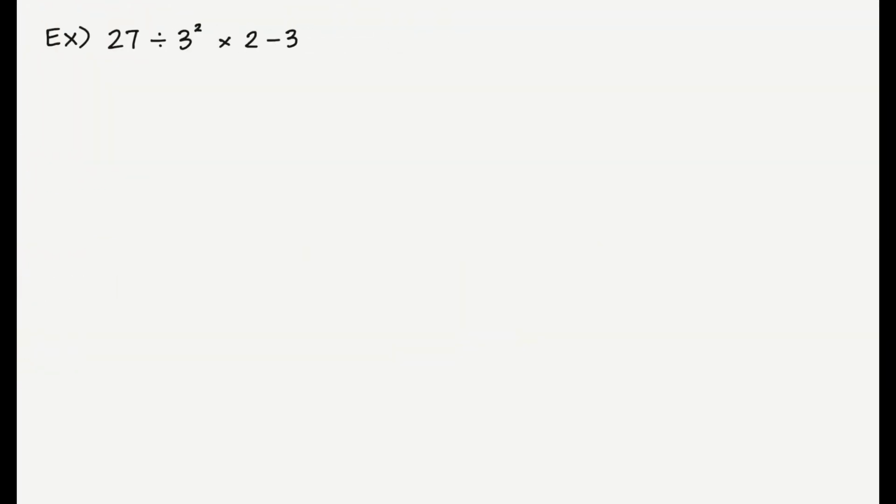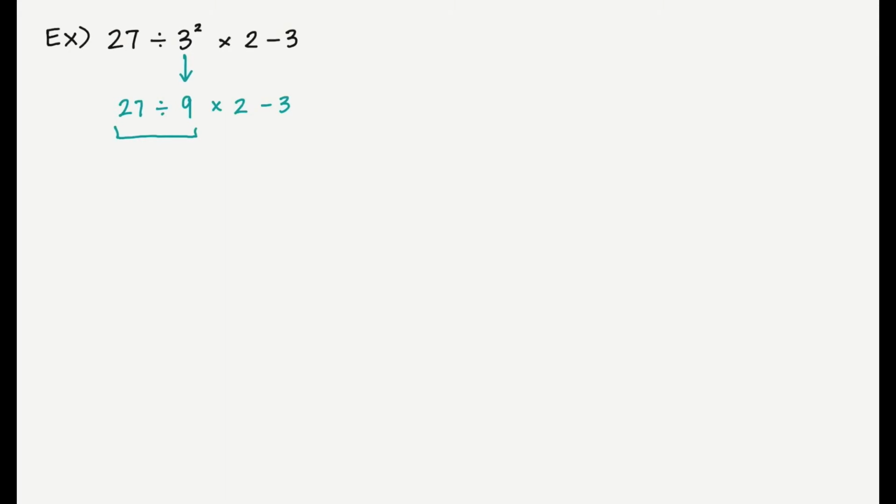So why don't we go ahead and do some examples and we'll see how we do. So first is 27 divided by 3 squared times 2 minus 3. So right off the bat, I see I have an exponent, which is 9, and then I'm going to just rewrite everything else that I have in my problem.